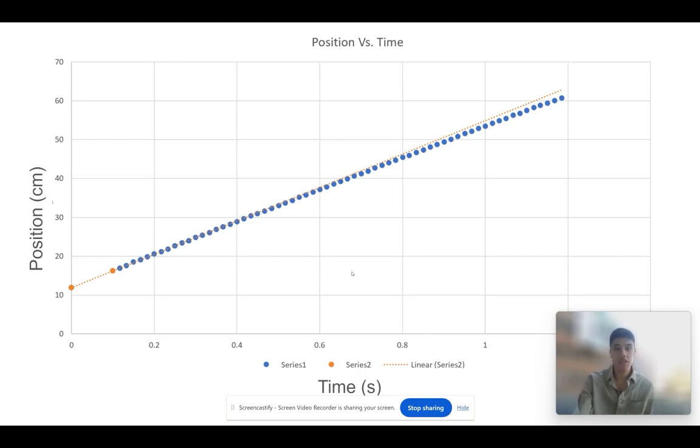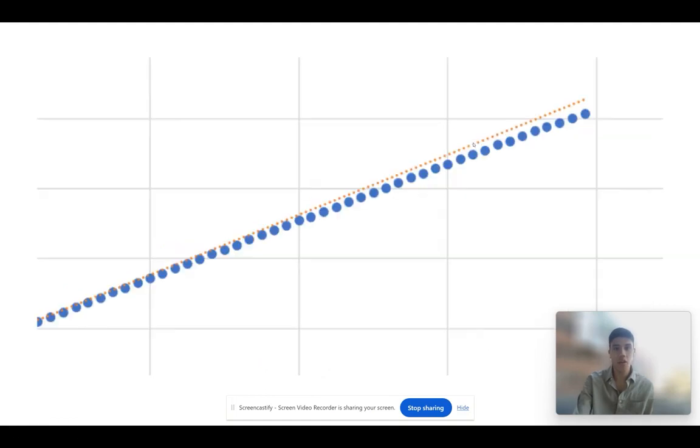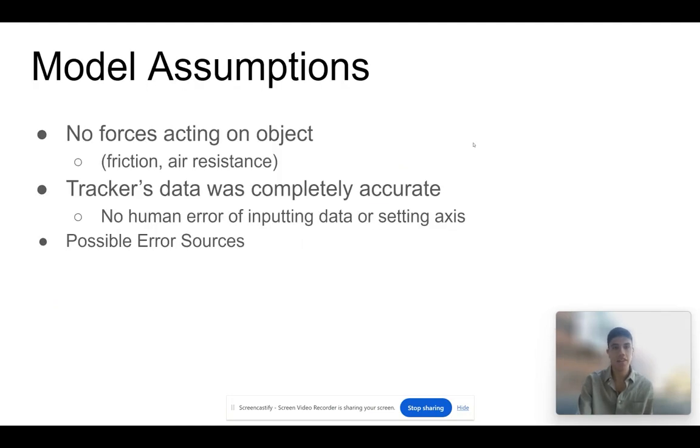And then the blue dots are going to be our observed data that was taken on Tracker. So as you can see, it looks to be a very accurate model, but down towards the end, you can see there is a deviation between the blue and orange. Now, why is that? Well, first of all, we need to take a look at our model's assumptions.